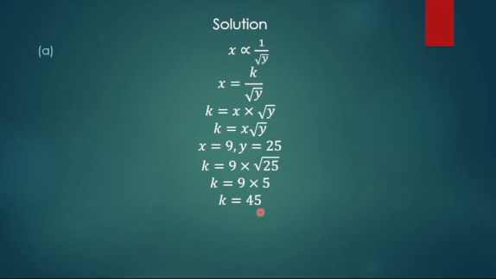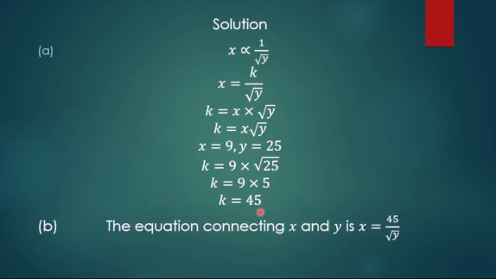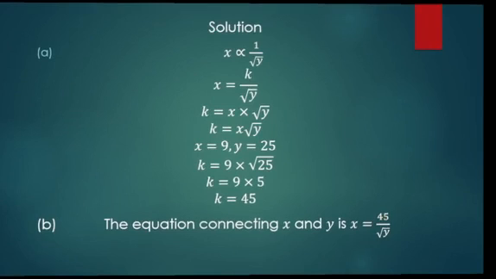So let's go to part B of the question, which simply says that we should find the equation connecting x and y. And that is simply x is equal to 45 over root y, 45 being the value of k. So we can go ahead and solve question C.